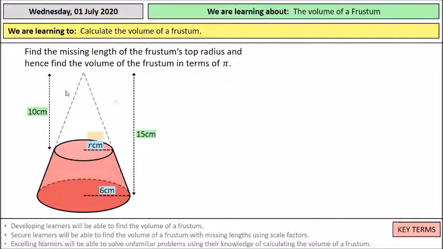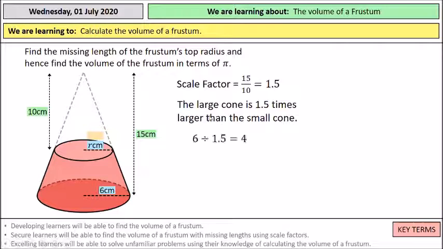So how does 10 link to 15? What do I times 10 by to get 15? To find the scale factor, let's take the bigger length and divide it by the smaller length. So that tells me that my scale factor between the smaller cone and the whole shape, the larger cone, will be 1.5. This is going to help us calculate that missing radius, right? I know that my larger length divided by 1.5 will give me my smaller length, which means that 6 divided by 1.5 gives me 4, which tells me that that missing radius is 4.